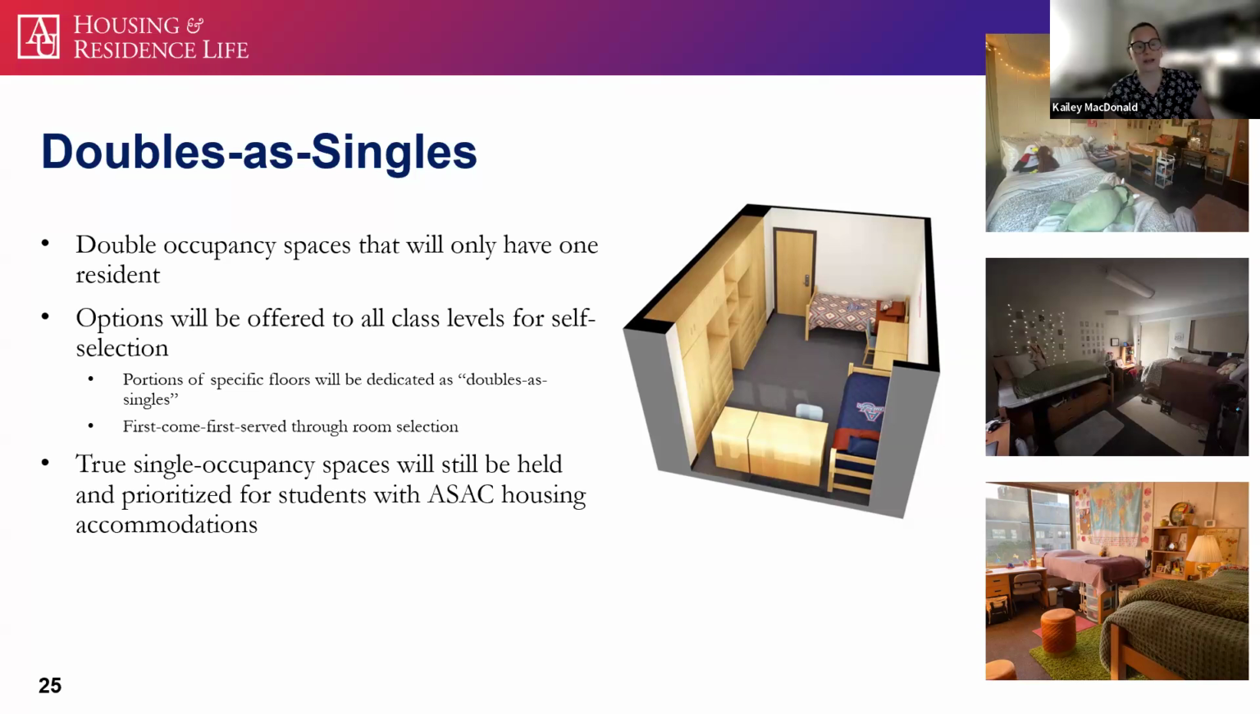And the big thing that I want to highlight here is that true single occupancy spaces will still be held and prioritized for students with an accommodation need. So any students that go through the Academic Support and Access Center's housing accommodation process and are approved for a single room will still have access to single spaces because, in order to live on campus, they need those spaces. But we just wanted to offer up another option for students that may be interested in living alone with these doubles as singles.